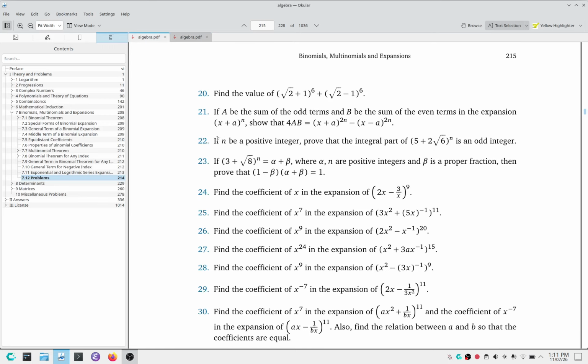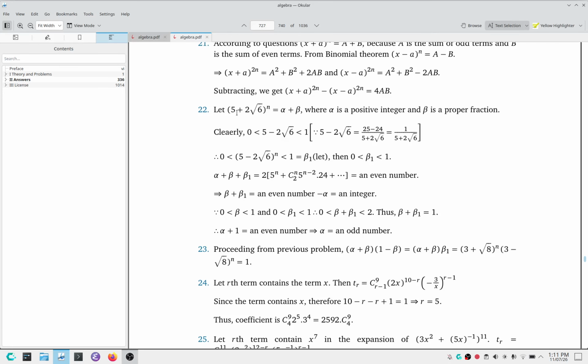Question 22 says that if n be a positive integer, prove that the integral part of (5 + 2√6)^n is an odd integer. So we let (5 + 2√6)^n be equal to alpha plus beta, where alpha is a positive integer and beta is a proper fraction.